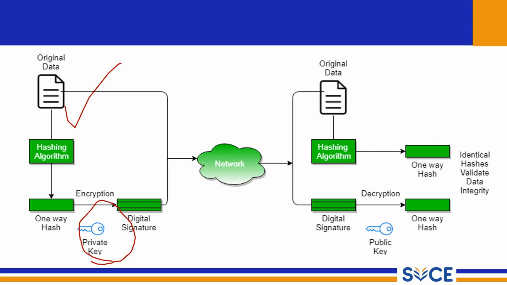And the third one, the receiver. So this is our receiver side. In the receiver side, it decrypts the digital signature using the public key of the sender. This assures authenticity as only the sender has this private key. So only the sender can encrypt this by means of the private key, right? So this can be decrypted by the sender's public key.